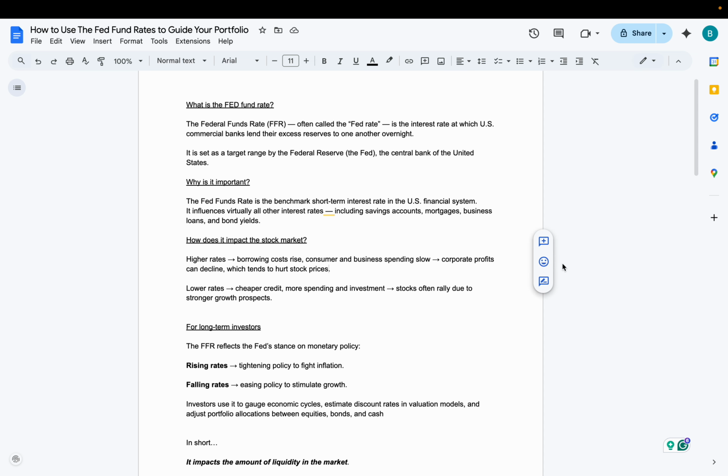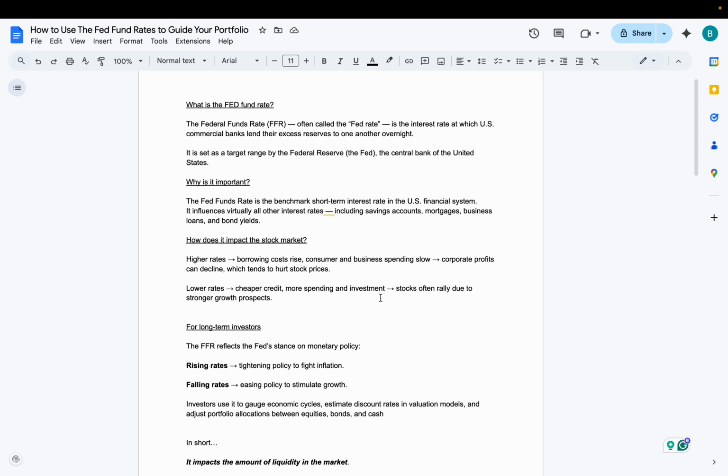So this could lead to corporate profits declining, because existing loans, especially those in floating rate format, will see your interest payments increase as interest rates increase. So this may tend to hurt stock prices. But if the Fed lowers interest rates, it leads to cheaper credit, more spending and investment, and the stock market often rallies due to stronger growth prospects. So this is just from the business point of view.